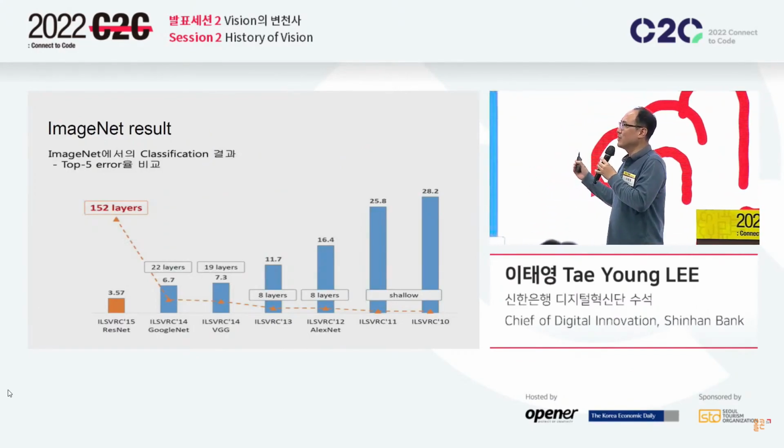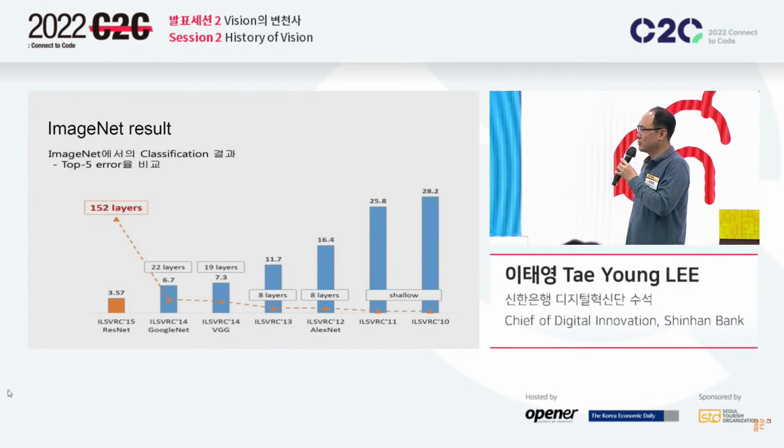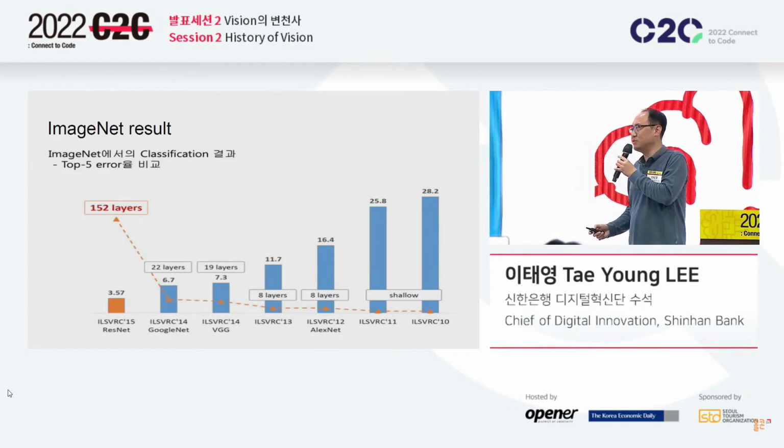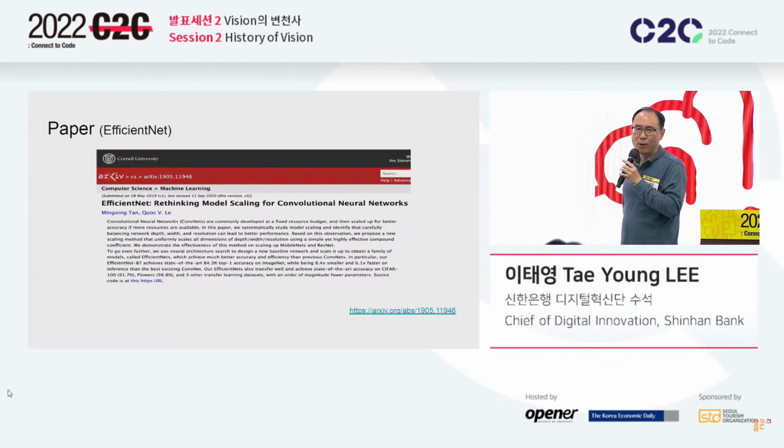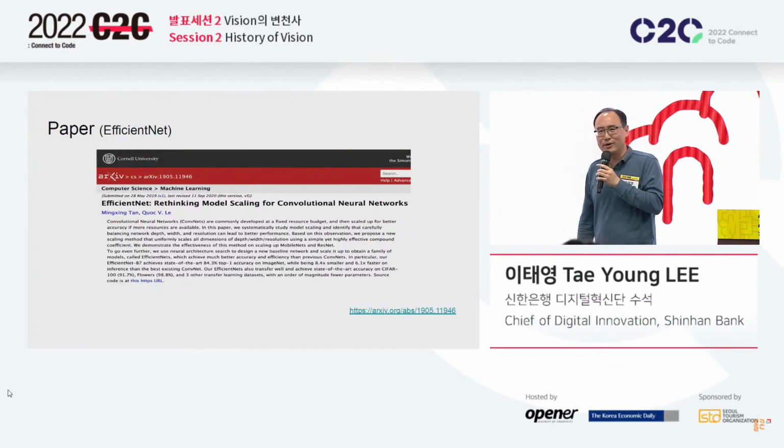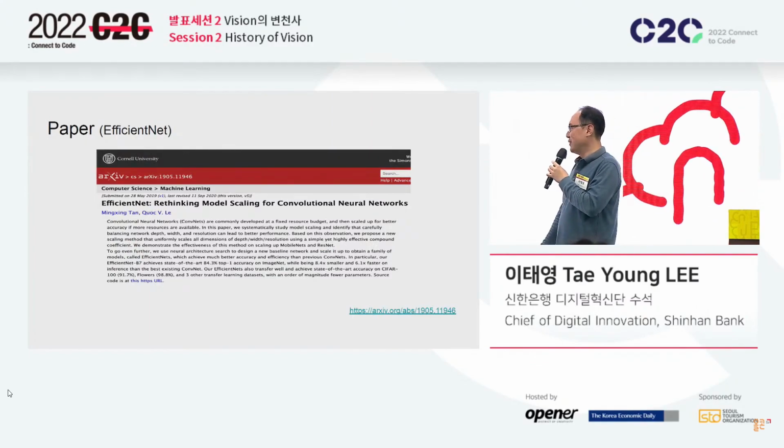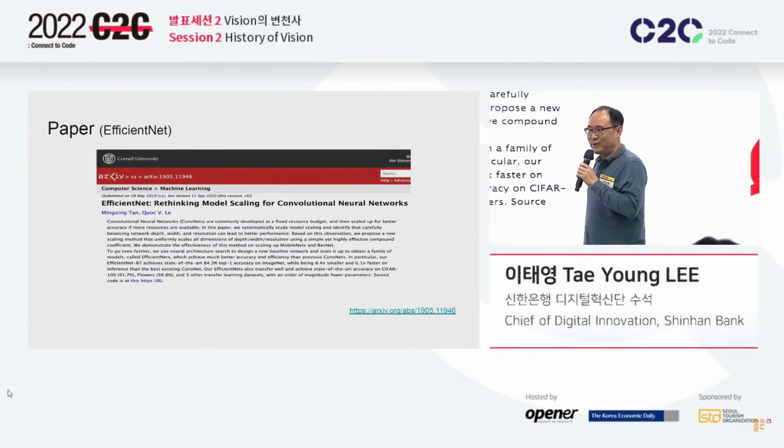So the next slide is about the ImageNet result. And of course, as the network gets deeper, performance will be improved, and the error rate will go down. So what? You might ask. There are people who say, so what? Why is that important?